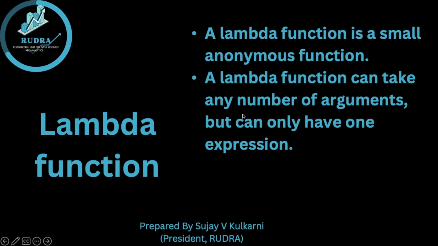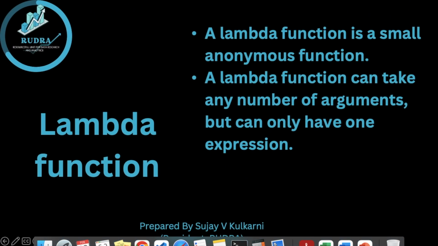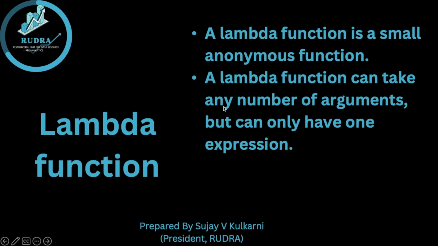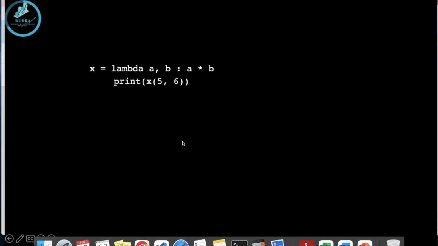So let us look at lambda functions now that we're familiar with functions. A lambda function is a small anonymous function, so it does not have any name and it is written only in one line. A lambda function can take any number of arguments, but it has only one expression. So this is how we declare a lambda function.